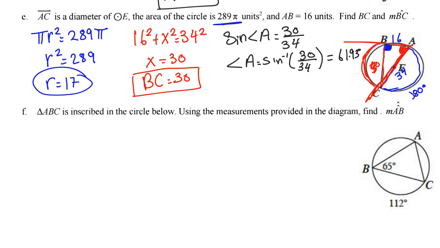Since angle A is equal to 61.93, now I can figure out the measure of arc BC. The measure of the arc linked to the inscribed angle is twice that inscribed angle, because the inscribed angle is half of the intercepted arc. So the arc must be double your inscribed angle. So the measure of arc BC is equal to double angle A, which is 123.9.